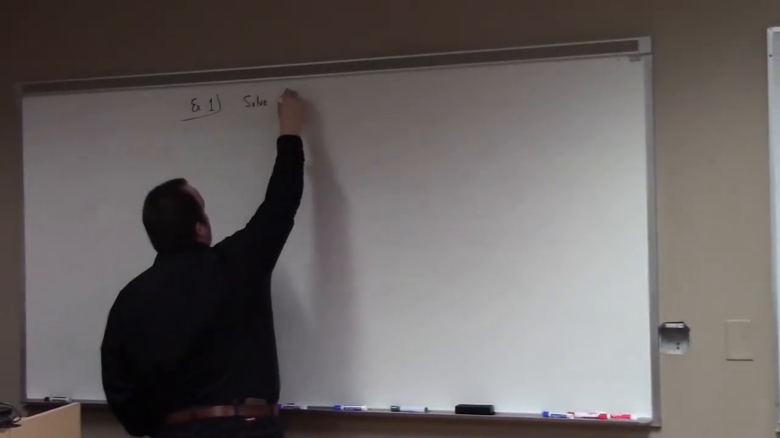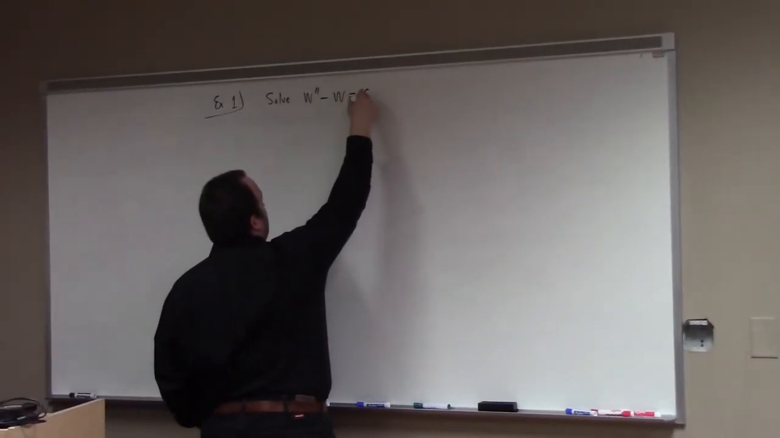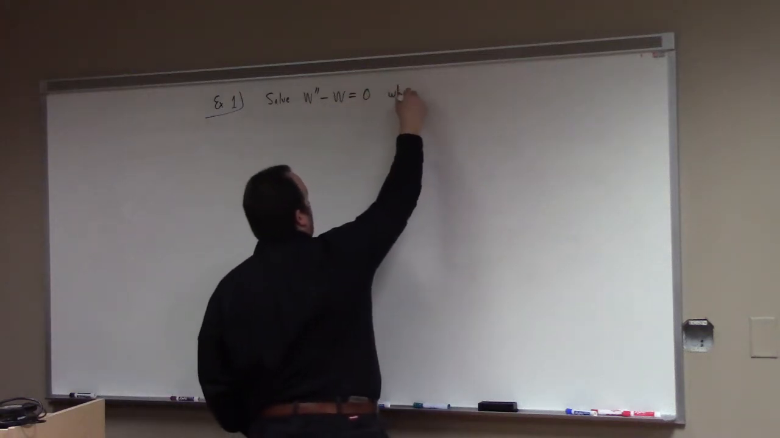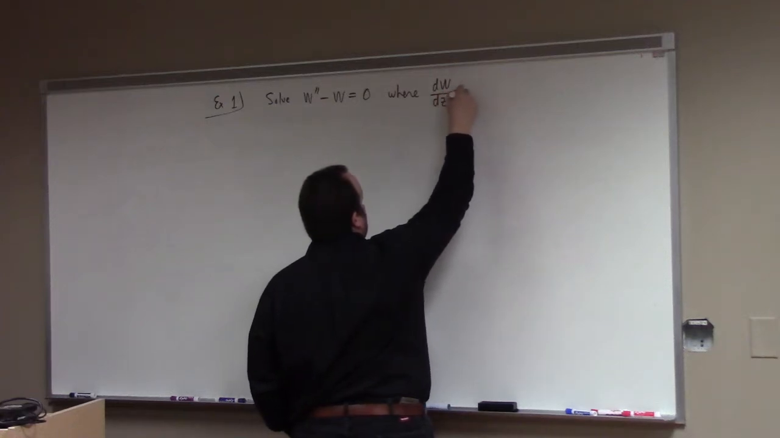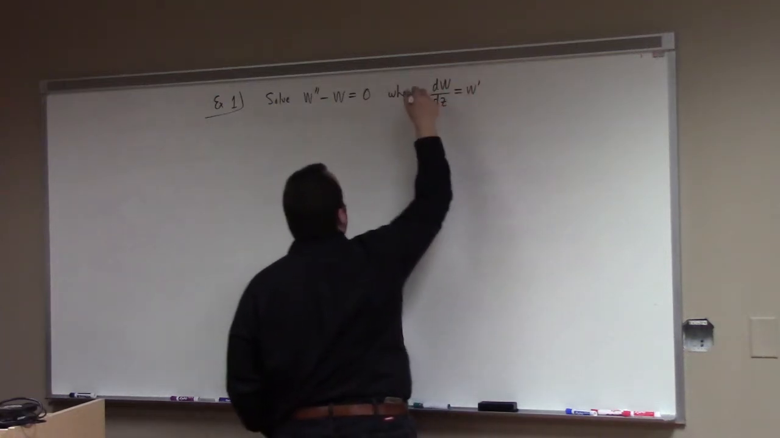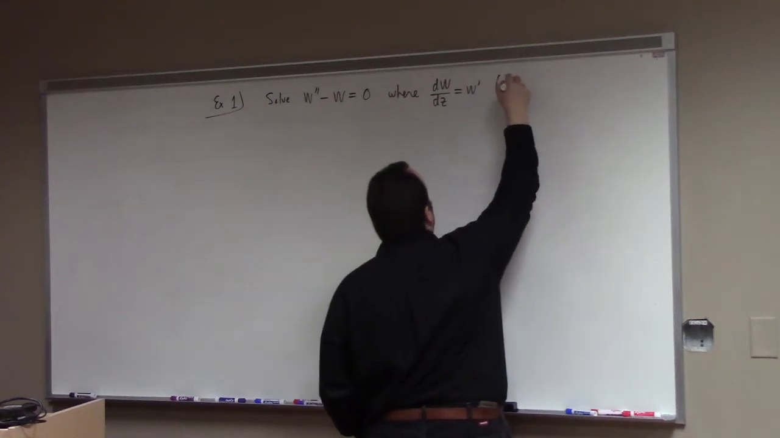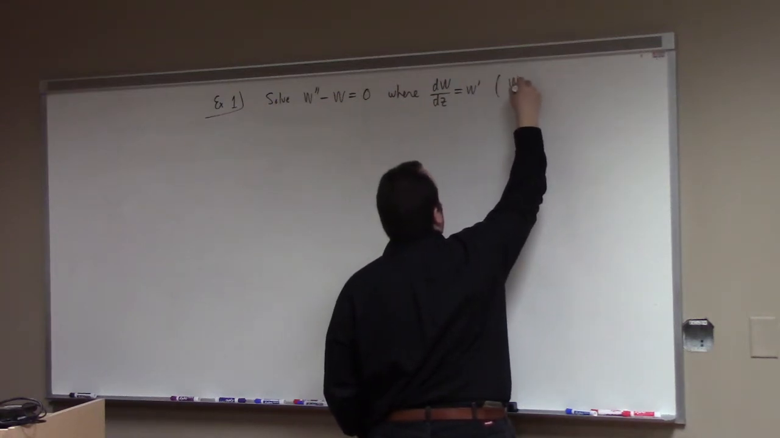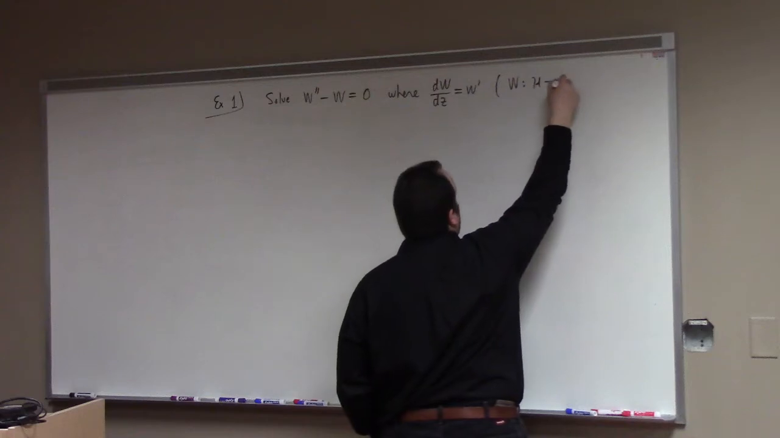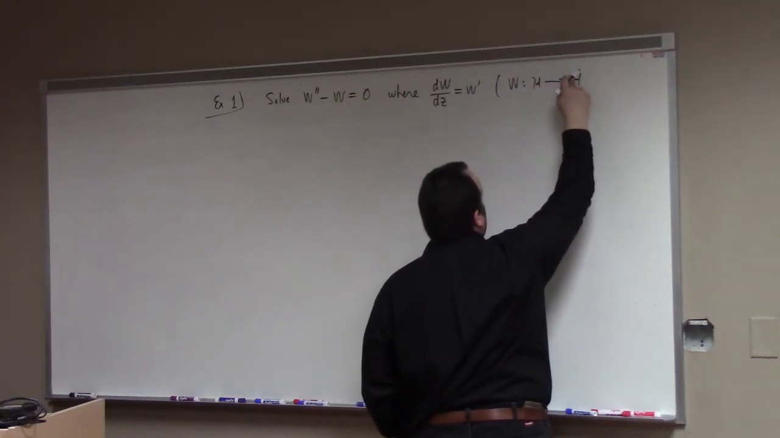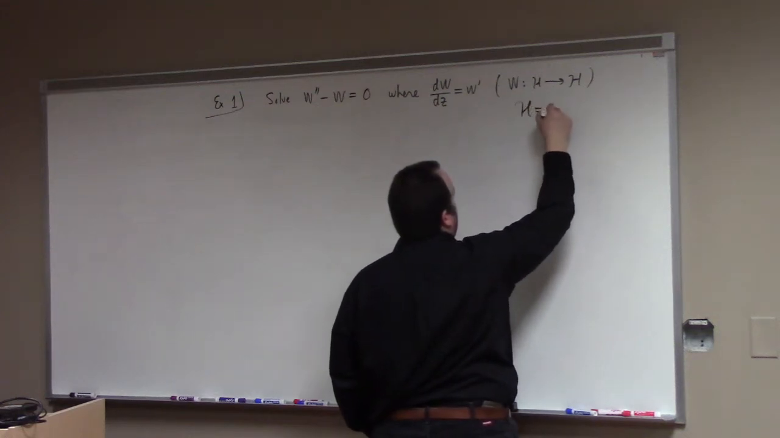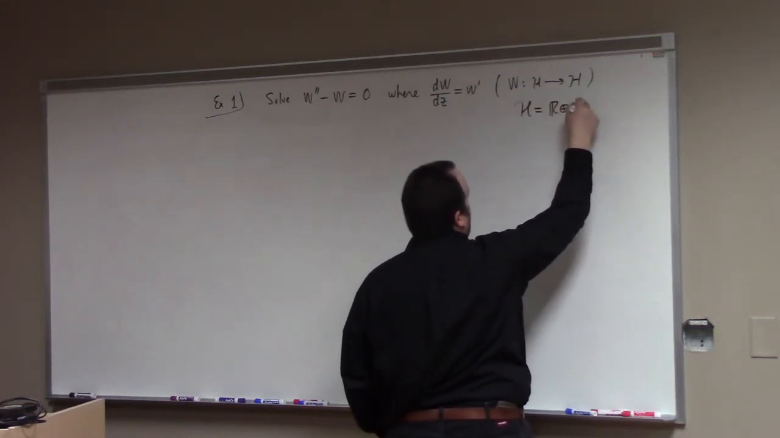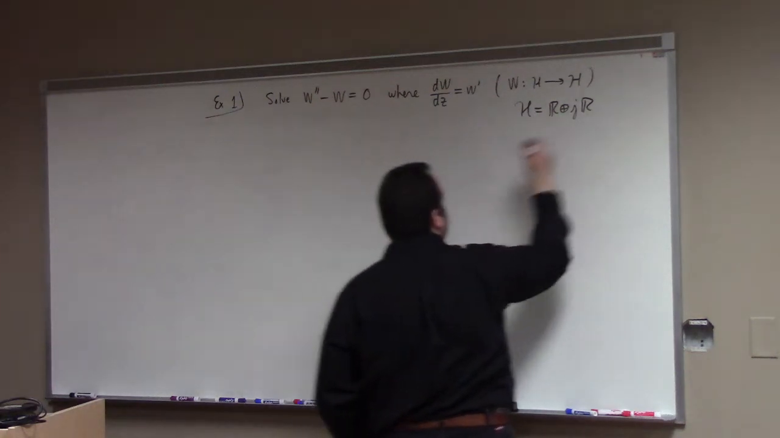In particular, we want to solve w prime prime minus w equals 0, where dw/dz is my w prime. I'm assuming that w is a function from the hyperbolics to the hyperbolics, basically. So we're solving this differential equation over the hyperbolic numbers, namely our direct sum R plus jR, with j squared equal to 1.